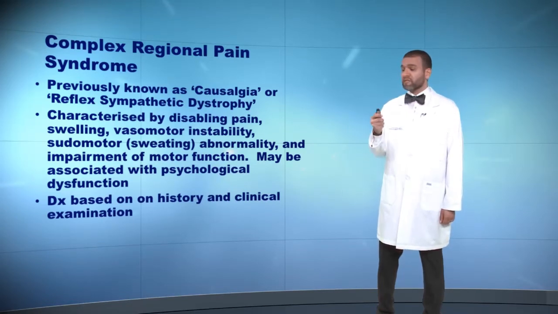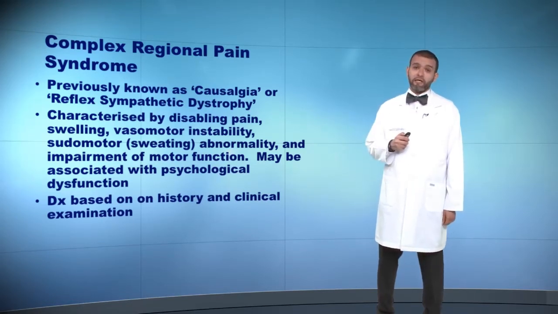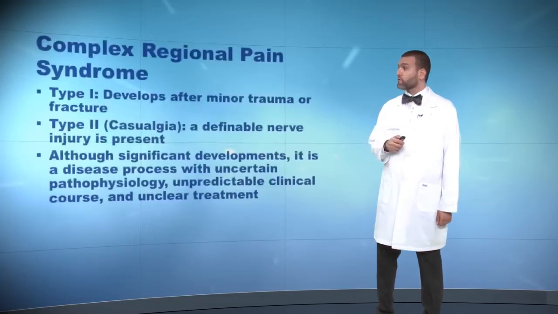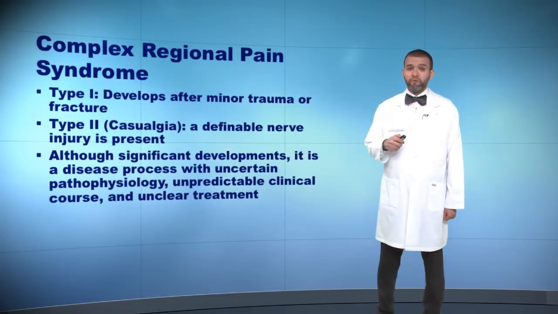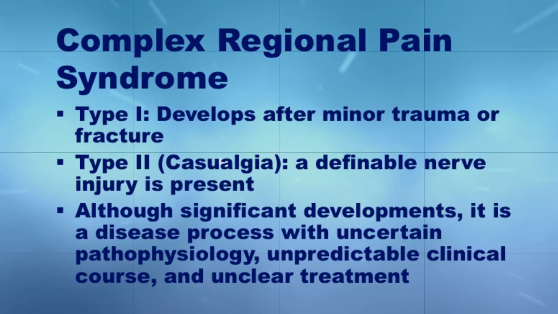The diagnosis usually is based on history and clinical examination, so it's a clinical diagnosis. There's type 1 and type 2. Type 2 is usually with a definable nerve injury, so you have to define a true nerve injury which is present, and that's the difference between it and type 1.